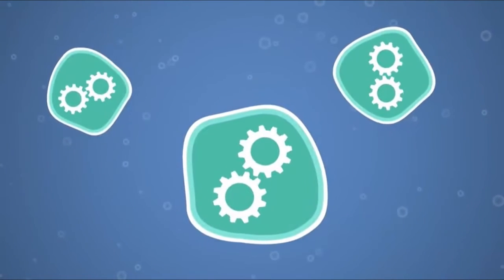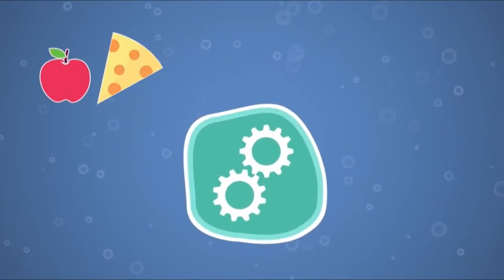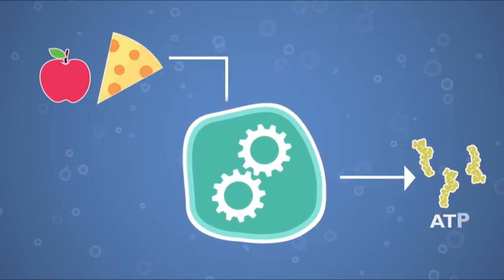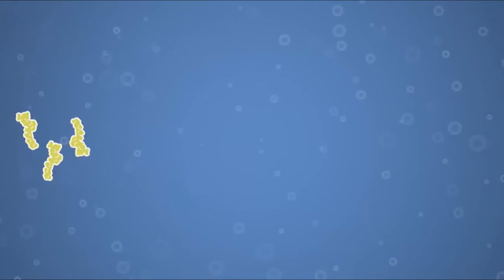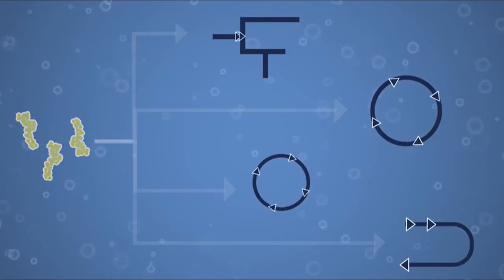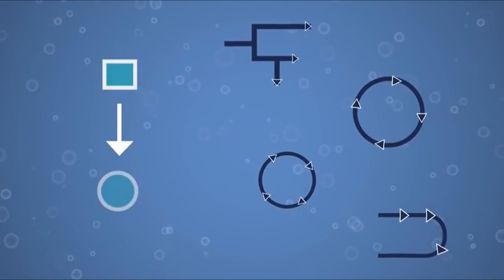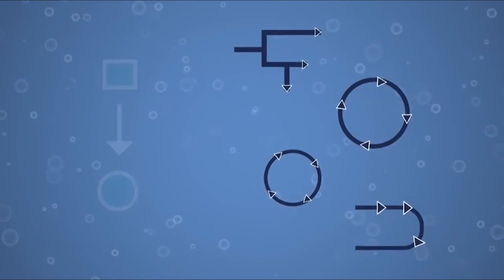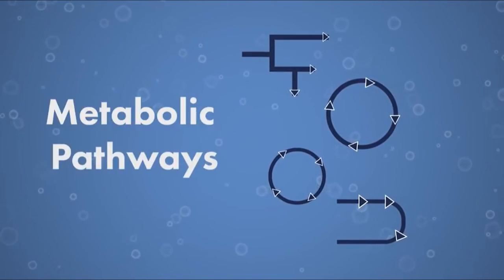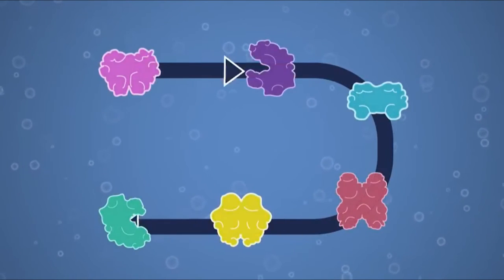Our cells are amazing molecular machines. Every day, they convert food into energy, such as ATP, that drives the millions of biochemical processes necessary for keeping us alive. The pathways used to convert substrates, such as glucose, into products are collectively referred to as metabolic pathways. The drivers of these metabolic pathways are enzymes.